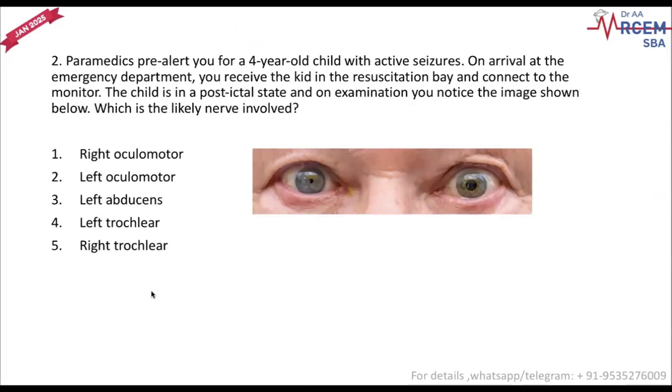A paramedic pre-alerted you for a 4-year-old child with active seizures. On arrival to the emergency department, you receive the kid in the resuscitation bay and connect to the monitor. The child is post-ictal. On examination, you notice the image shown below. What is the likely nerve involved? What are we seeing in this?